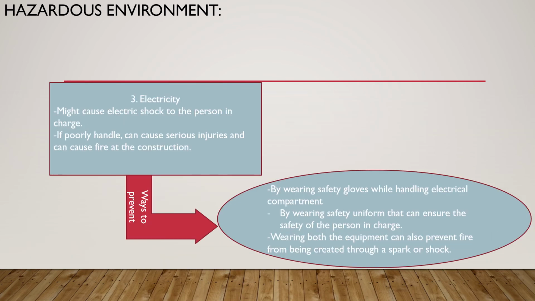So the final hazardous environment is electricity. Electricity might cause electric shock to the person in charge or to the workers doing the electrical work. And if poorly handled, electricity can cause serious injuries and can cause fire at the construction site. So the way to prevent or overcome the situation is by wearing safety gloves while handling electrical components. Other than that, wearing a safety uniform can ensure the safety of the person in charge or the workers. By wearing both pieces of equipment, it can also prevent fire from being created through a spark or shock.